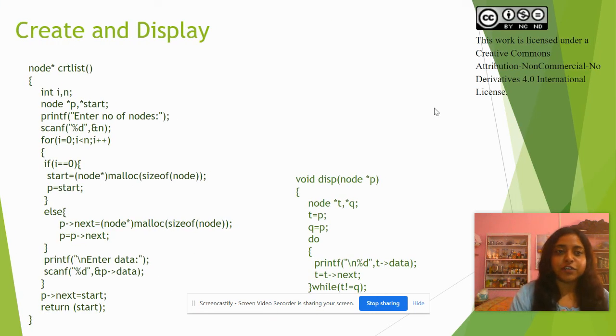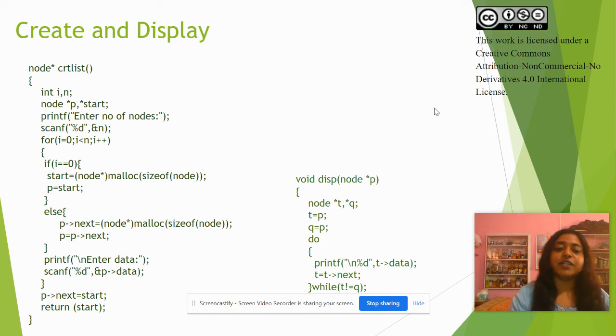So this is the function of creating a circular linked list, CRT LIST. This is the same as in the case of single linked list, which I discussed in my previous class. Only there is a difference. What is the difference? Instead of p next equals null, here p next will be start. Yes, the rest of the part is the same.